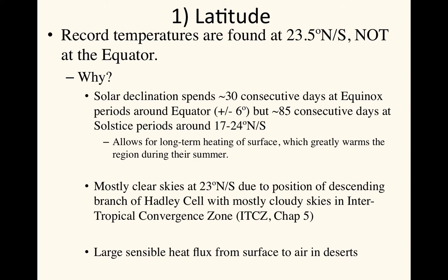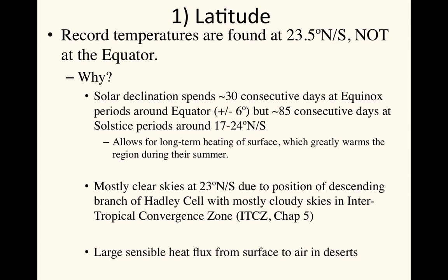This allows for heat to build up over a 3-month period, which greatly warms the region during their respective summers. There's also mostly clear skies at these locations, and this is mostly a dynamic effect from what's called the descending branch of the Hadley cell that we'll explore in Chapter 5. In the deep tropics, instead of having a dry area with descending air, you instead have rising air, converging air from the trade winds, and mostly cloudy skies and thunderstorms, which helps cool it a little bit.